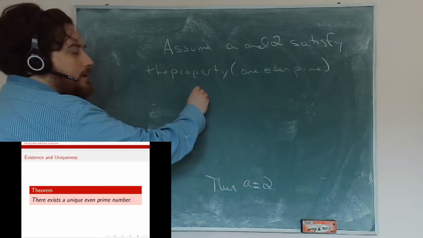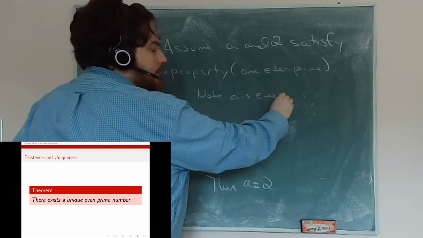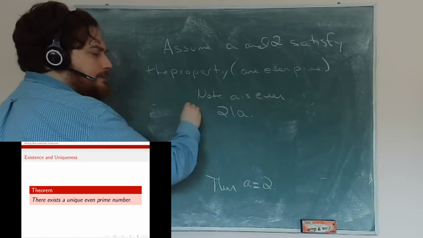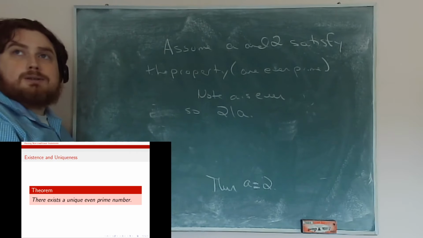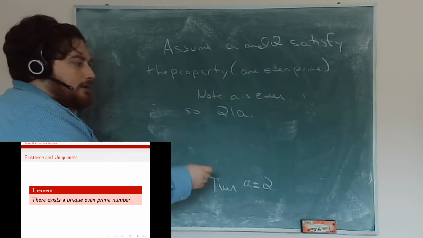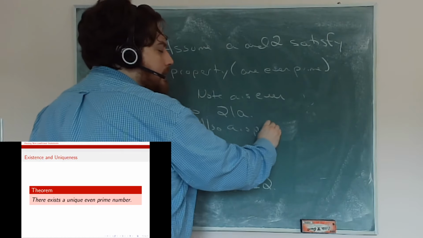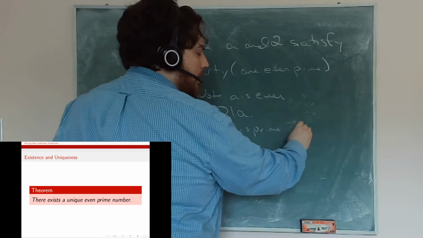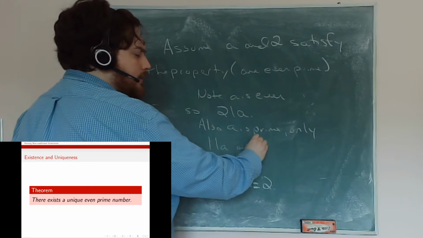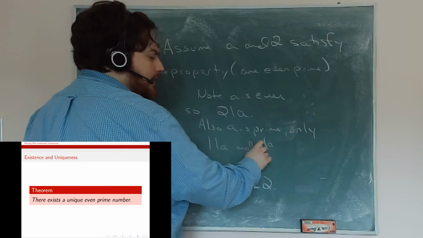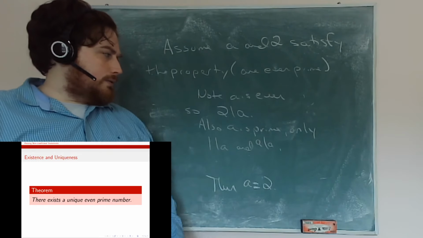All right. Well, note that A is even. So what does that mean? It means that 2 divides A. So if I just start working through, I'm just going to write down things that I know. Since A is even, 2 divides A. However, also, A is prime. So that means that only 1 and A divide A. So the only divisors of A are 1 and itself.